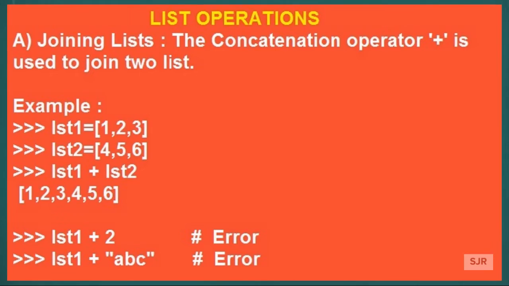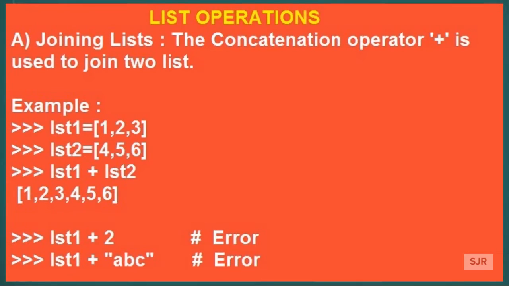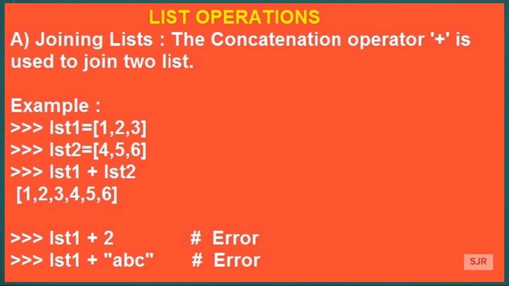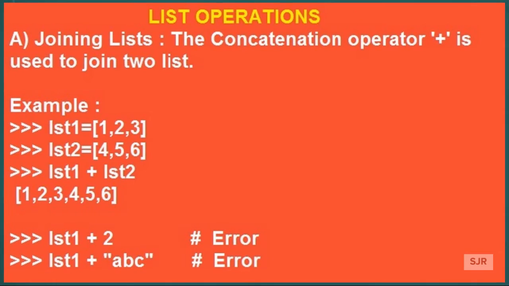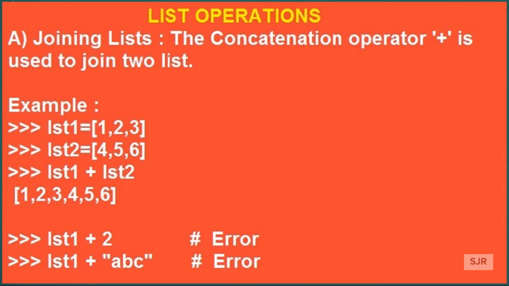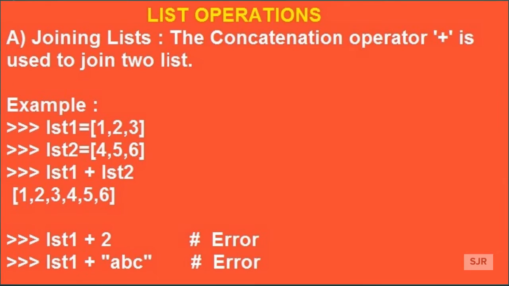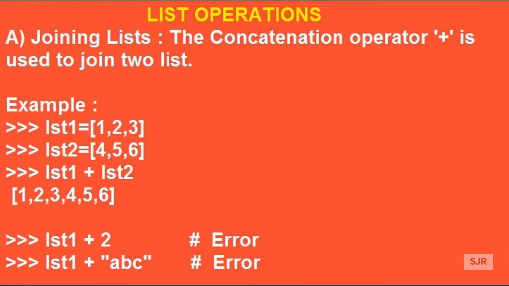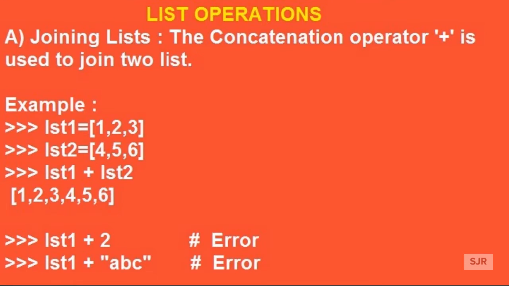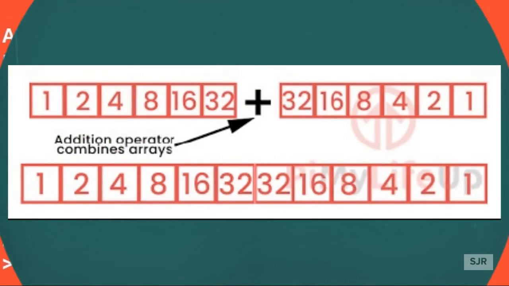Now let us see list operations. In this, first we will see joining lists. The concatenation operator plus is used to join lists. See the example, lst1 1 2 3, lst2 4 5 6, and these lists get combined with the plus sign, that is lst1 plus lst2, and that is 1 2 3 4 5 6. So lst1 and lst2 get combined with the plus sign.